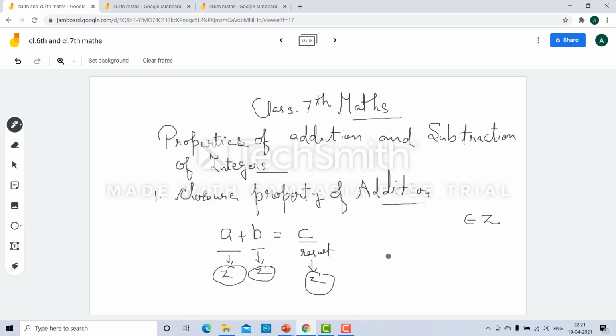Let us see an example. Suppose 4 is an integer and 2 is an integer. When 4 and 2, two positive integers, get added up, we get 6. So, 4 is an integer, 2 is an integer, and the resultant 6 is also an integer, children. So, this is the closure property of addition.